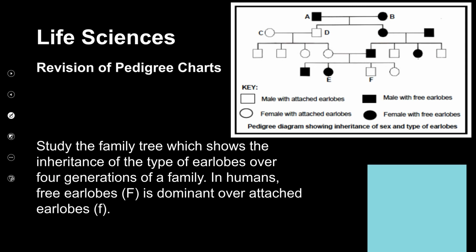So let's read through this. Study the family tree which shows the inheritance of a type of earlobes over 4 generations of a family. In humans, free earlobes is a dominant trait over attached earlobes.